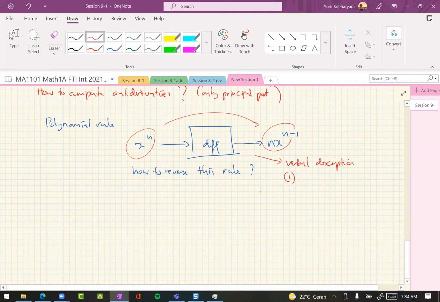What is the first step? If you need to describe this verbally in words, how to describe this process? If you need to tell your friend about this formula, what to do first?